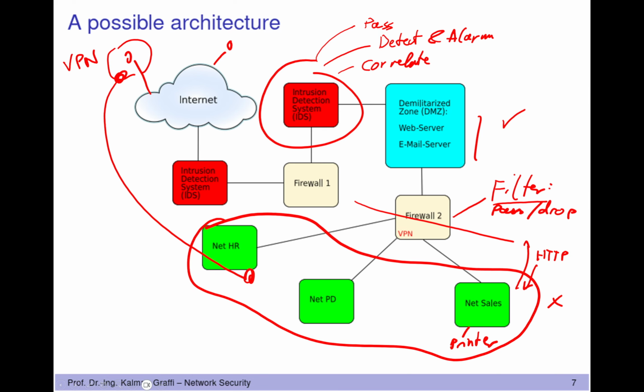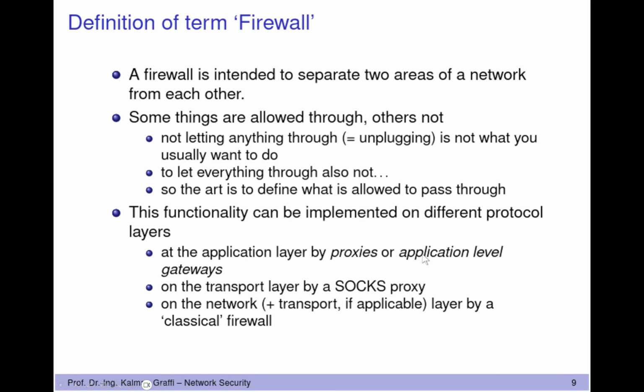Okay, so we started last time with the firewalls, and this is roughly also where we ended. What is the main purpose? First, it separates two areas of a network from each other. You have a network here, a network there, and in between you have a firewall. The firewall has the ability to just allow something through or not. So it's just a pass or a dropping of the message.